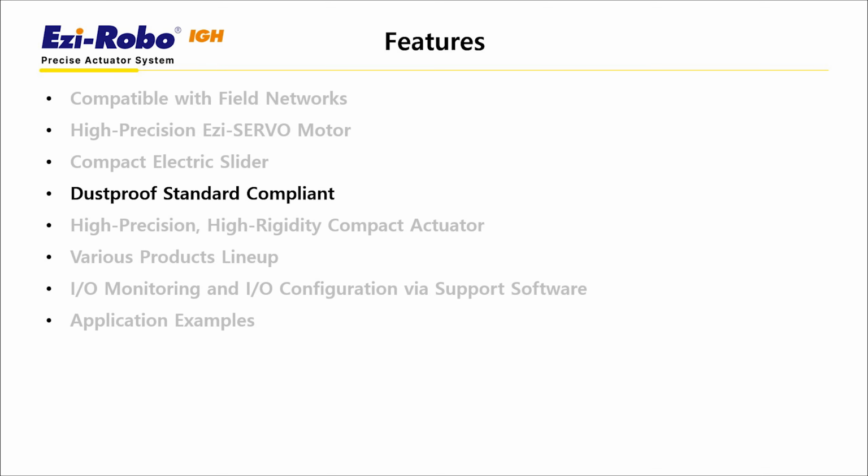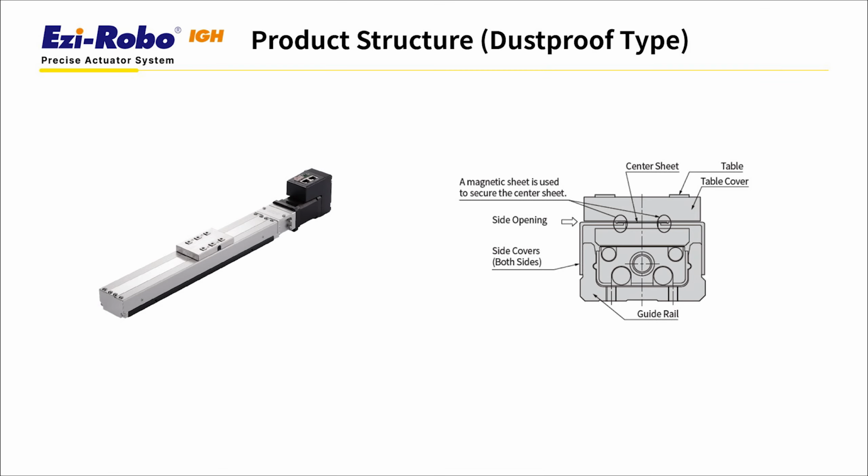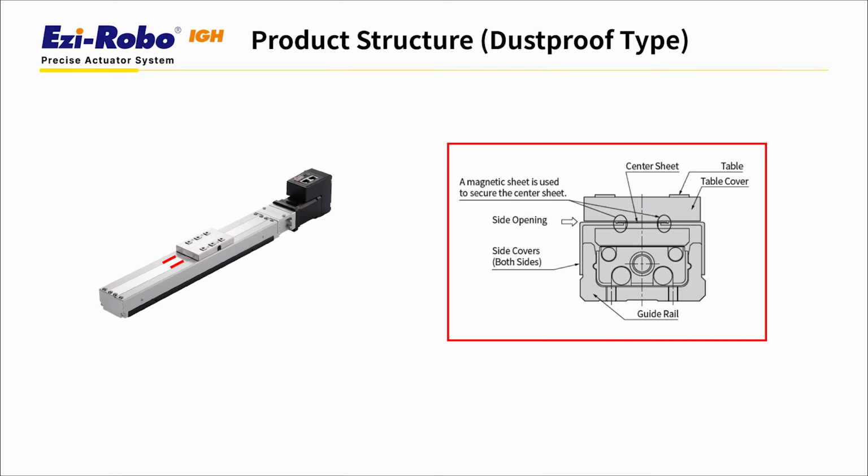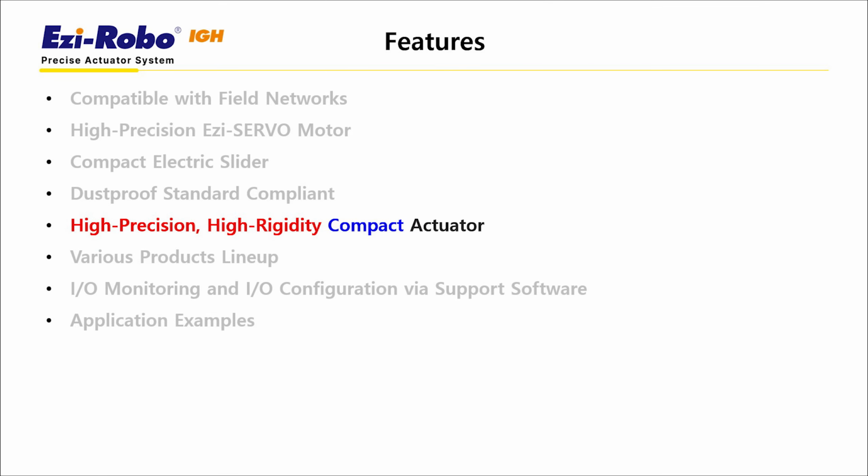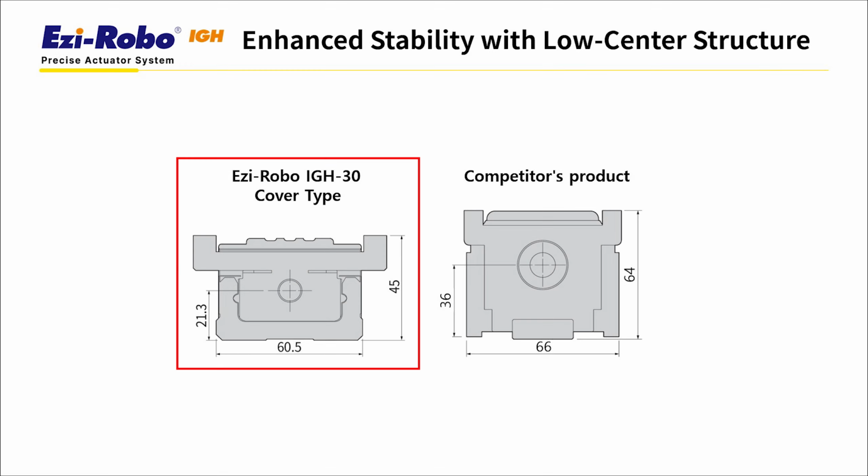Ezi-Robo IGH supports a dustproof type. As shown in the photo, a stainless steel sheet is applied at the center, and magnets are used to prevent the sheet from lifting. It also features a compact actuator with high precision and high rigidity.